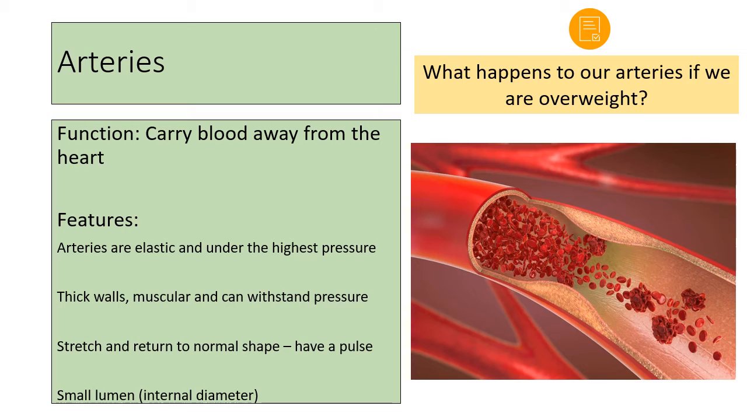So ultimately, hopefully you've unpaused the video now, you've answered that question. What happens to our arteries if we're overweight? Well, if we're clinically obese and we increase in our weight, we're going to get fatty deposits, which start to clog up that lumen, the artery itself. And if you think of a garden hose, for example, and you have water running through it, the water represents the blood, and the hose obviously represents the artery.